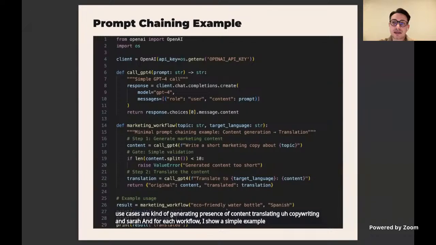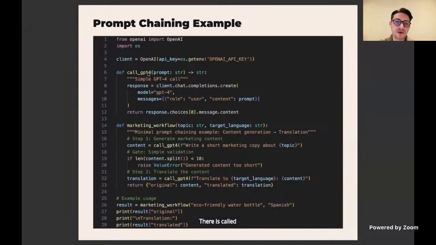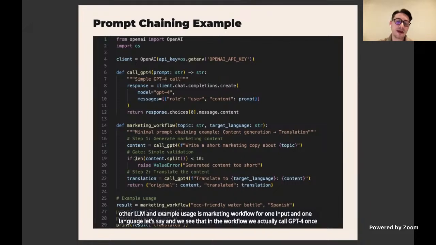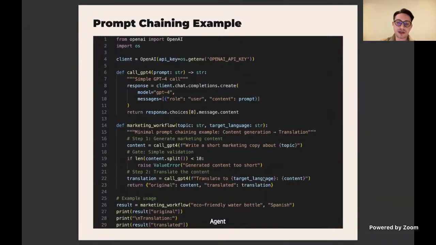Here we can see that there is the default block called GPT-4. In this case, it can be any other LLM. An example usage is a marketing workflow for one input and one language, let's say. In the workflow, we call GPT-4 once with "write the marketing copy," and then we call it once again with "translate to target language." So we have the simplest agentic system, which is not actually an engine, but can already do some powerful stuff.